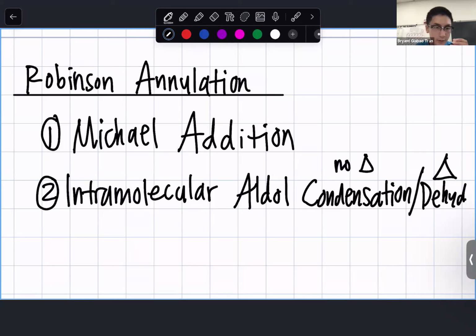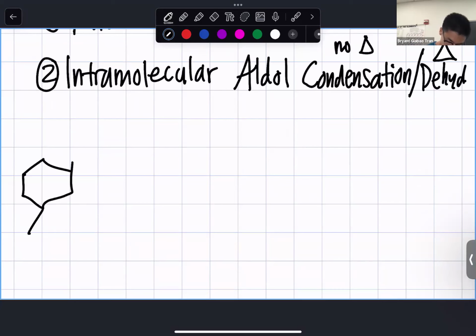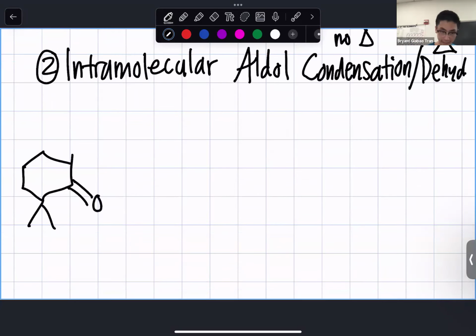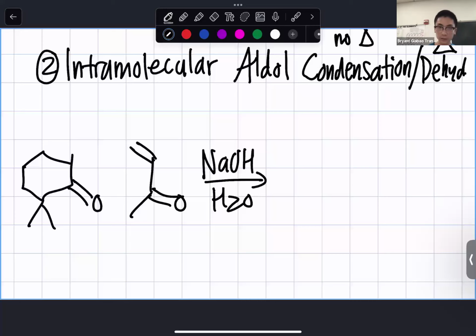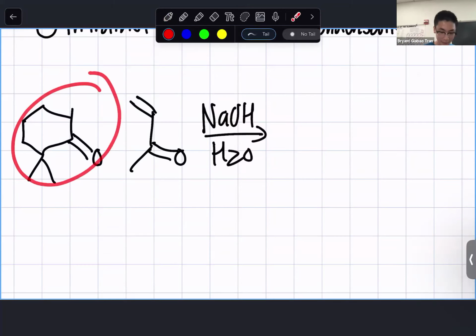Okay. So let's say we have this structure and this structure in basic conditions, NaOH and water. Which atom here would be our nucleophile and which atom would be our electrophile? On the left, right here, right? And which atom on the left? Would it be this atom or this atom here?